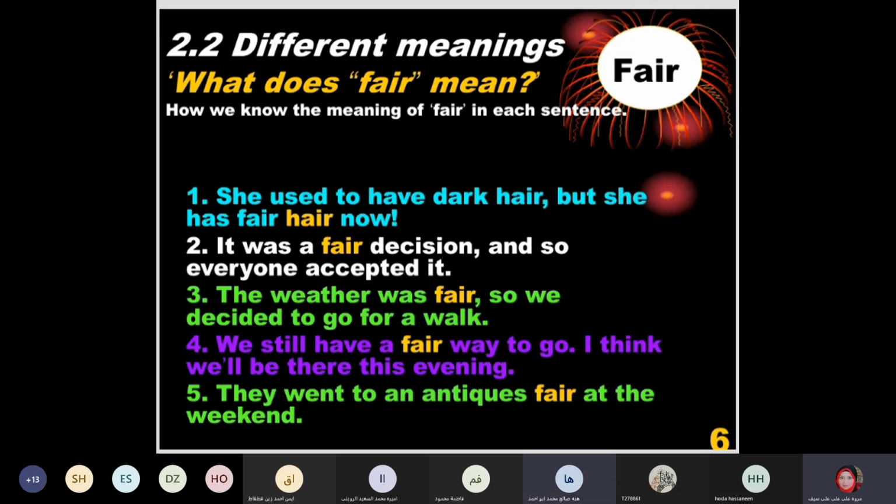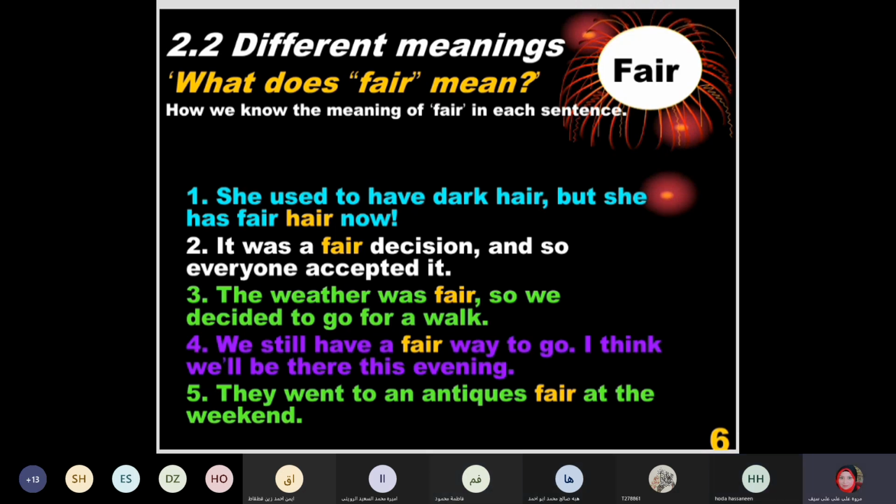Number three: the weather was fair, so we decided to go for a walk. The weather was good, so we decided to go for a walk. Okay, the weather was good. The weather was nice, as our friends have written in the chat box. Beautiful, Mrs. Samah says, beautiful. The weather is great, nice, fine.